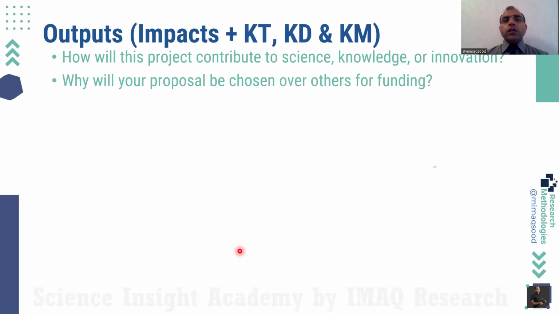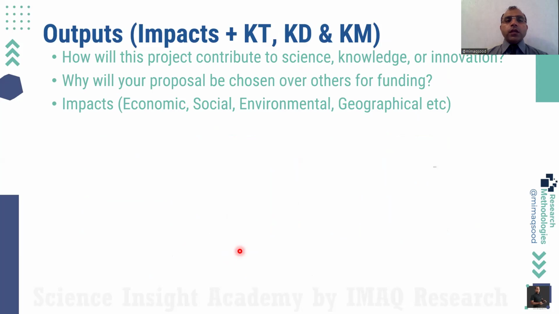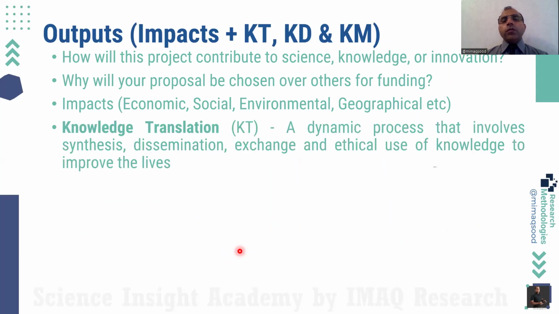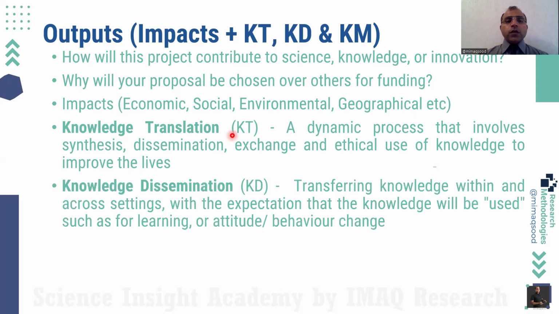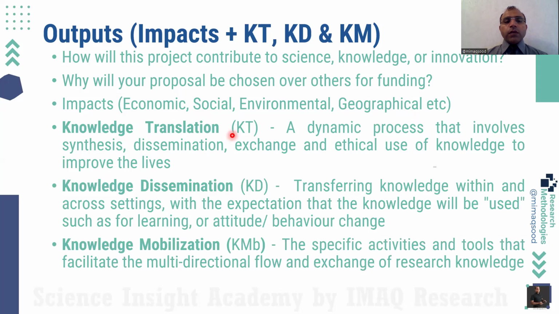The last important thing is that you should mention the outputs. What are the outputs and the impacts of your proposals? For example, how is this project going to contribute to science, knowledge, or innovations? Why should your proposal be chosen over other fundings? It should explain what type of impact your proposal can create, including economic, social, environmental, and geographic. The more impact your proposal can have, the more chances of winning. What type of knowledge translation can the proposal have as an output, what kind of knowledge dissemination, and what kind of knowledge mobilization?